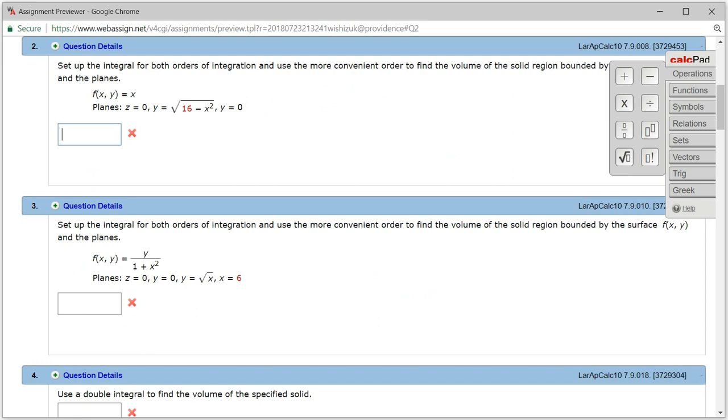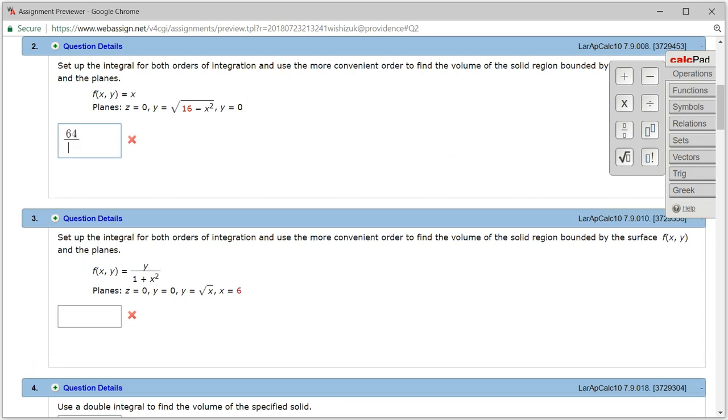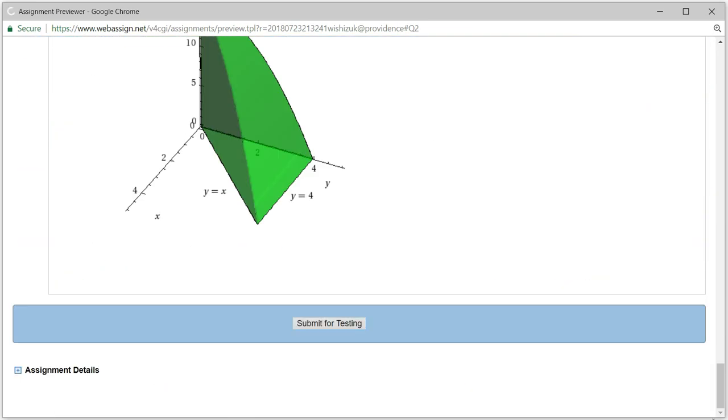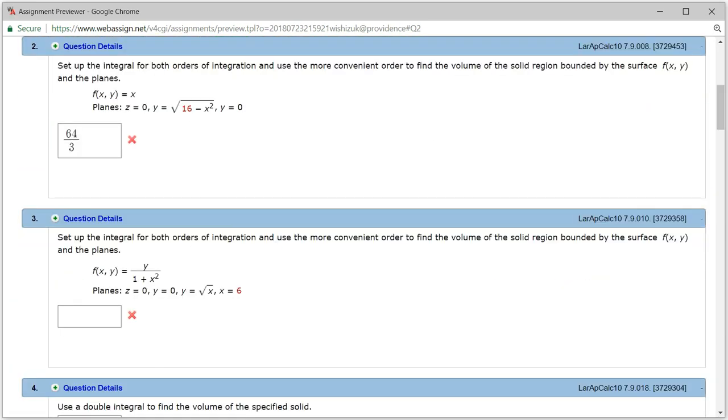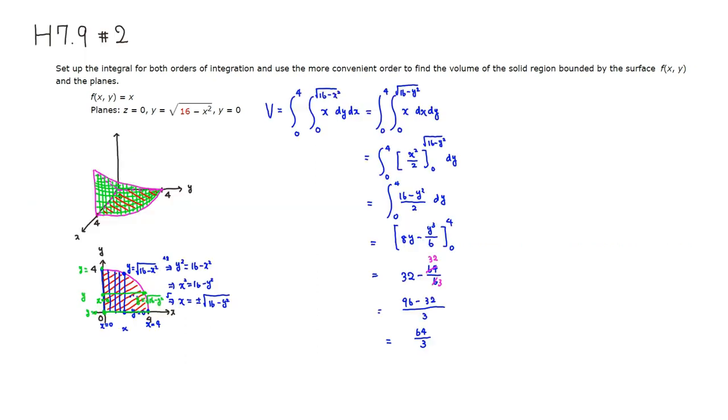So let's type it in: 64 over 3. Let's check the answer. Submit for testing. All right, I came back, and actually my answer was wrong. I believe I did everything correctly, unless I misinterpreted something. The only thing I can think of is that there is actually another region. I didn't think that they would talk about it.